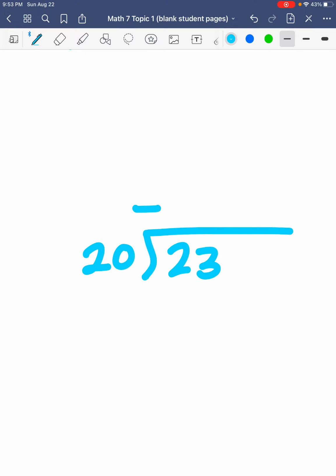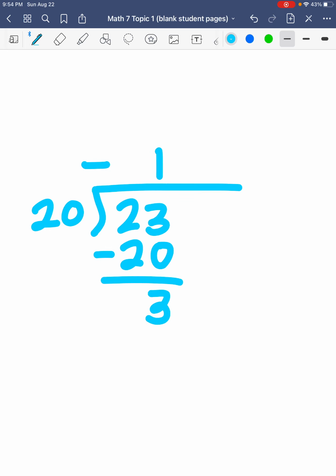Now, how many times does 20 go into 23? It goes in one time, and I get 20. When I subtract, I get 3. And I'm going to add a decimal and a 0 to bring down.